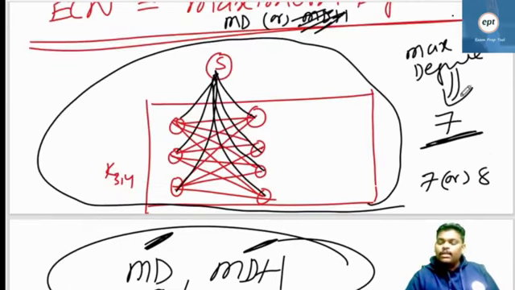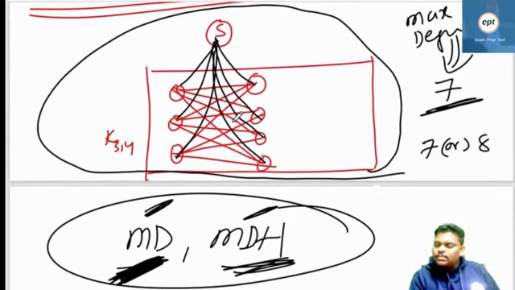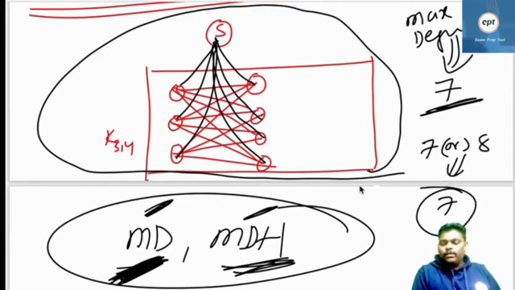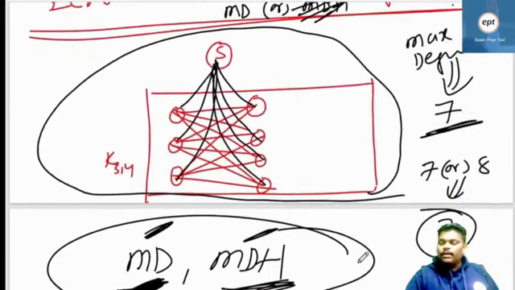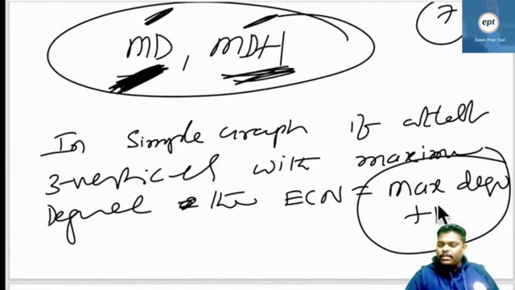Maximum degree 7. Here, at least 3 people with maximum degree? No. That is the reason. Then answer is going to be 7 only. If at least 3 people with maximum degree, then answer is 8. In a simple graph, if at least 3 vertices with maximum degree, then edge chromatic number is equal to maximum degree plus 1. But here, maximum degree only 1 person there. To satisfy this, at least 3 people required with maximum degree. Other than this, nothing there.